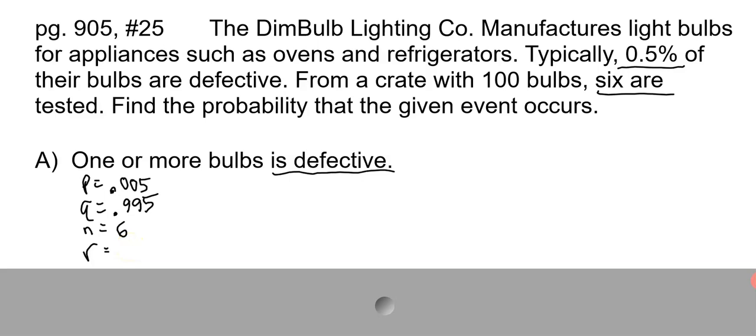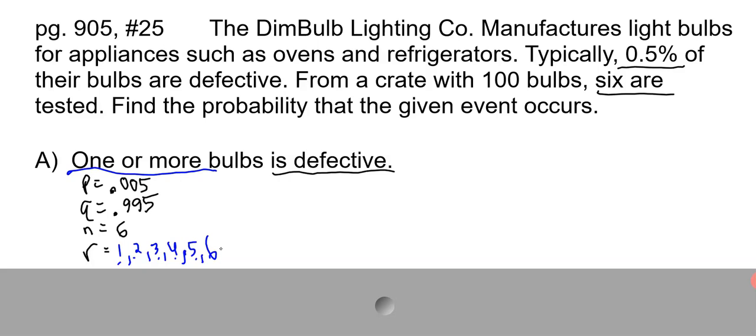Now here's what's weird about this. We want 1 or more. So I'd be happy with 1, so R could be 1. I'd be happy with 2, 3, 4, 5, or 6. So here's the problem. I would have to do binomial theorem 6 times and add those all up to get the probability of 1 or more bulbs being defective. Well, I don't love thinking about doing binomial theorem 6 times and adding it up. That doesn't sound like fun to me.